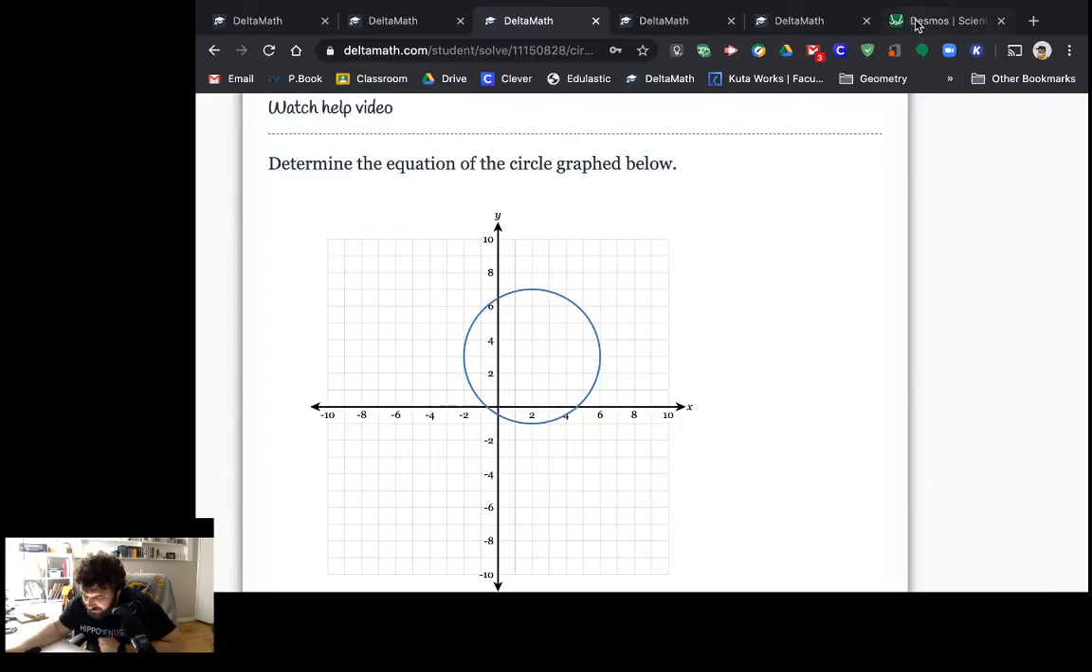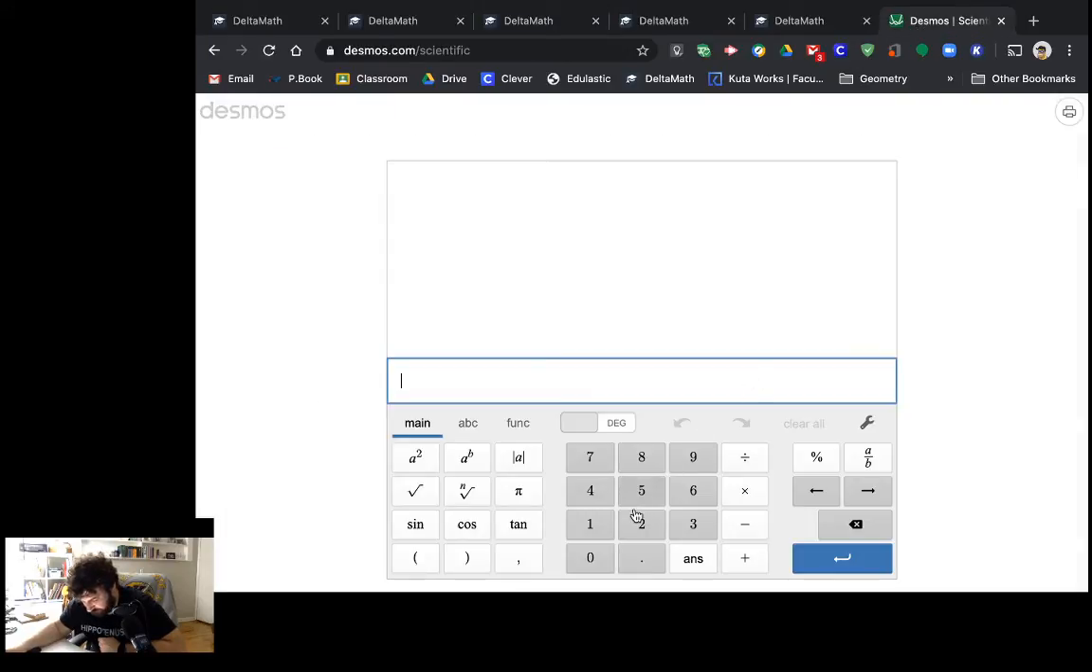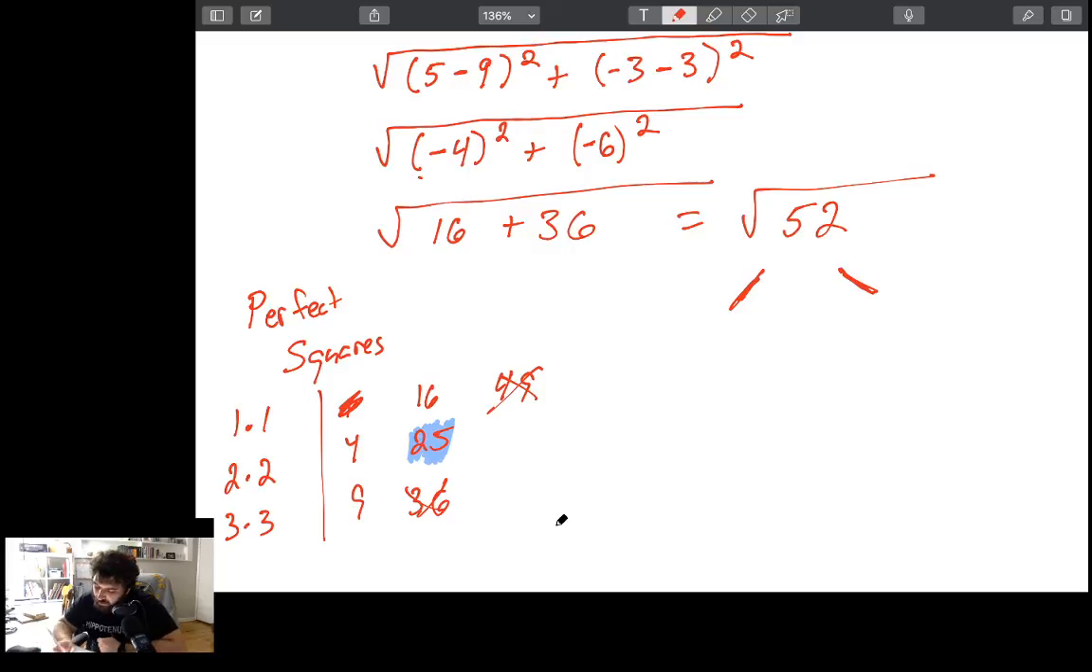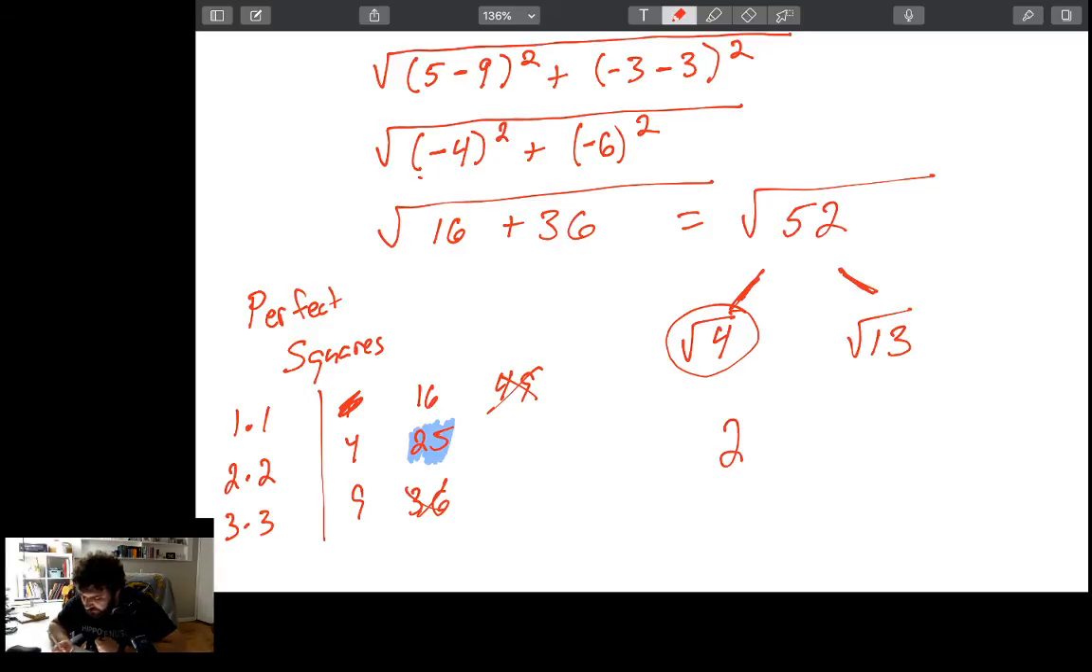Going over to our nice, happy Desmos calculator. 52 divided by 4 gives me 13, which is exactly what I want. So I'm getting the square root of 4, because all this is still under square roots, times the square root of 13. 4 times 13 is 52. The square root of 4 times the square root of 13 is the square root of 52. I can simplify the square root of 4. The square root of 4 is, of course, 2. So this lets me get 2 times the square root of 13, and that is done.